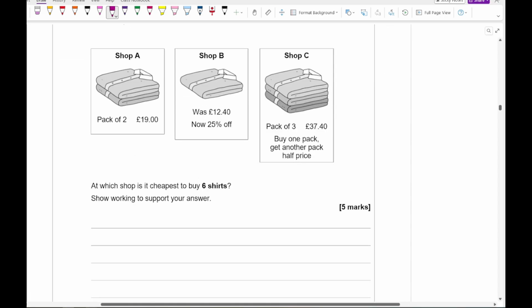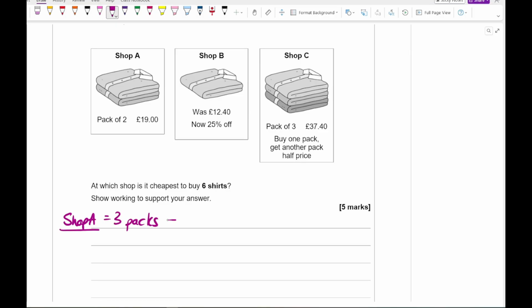So for this, if I start with shop A, now if I'm buying 6 shirts from shop A, I'm going to buy 3 packs. So 3 packs, and that's going to come to a total cost of 2 times £19, which comes up to a total cost of £58.